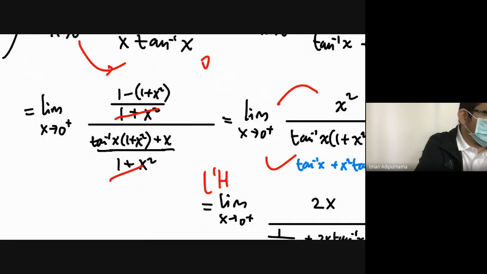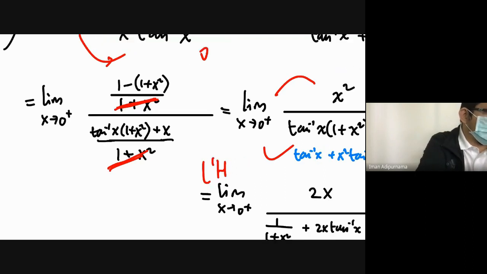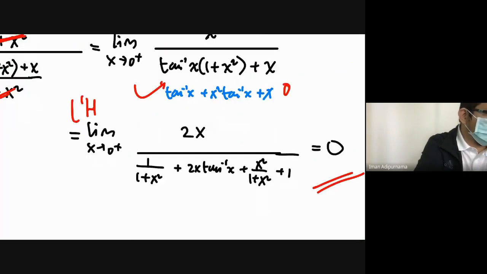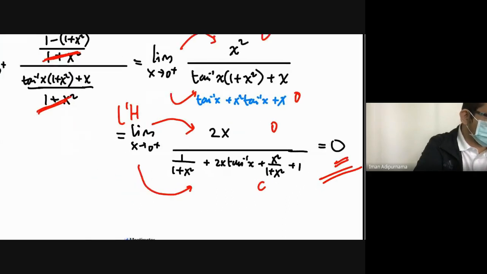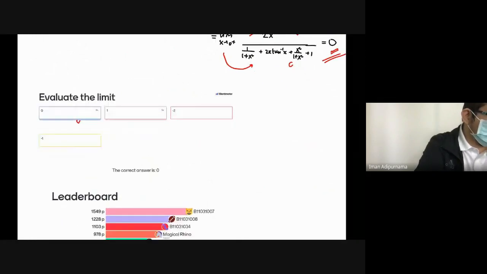and then you can see that I can cancel both of this, and then I will have the x squared tangent inverse x, 1 plus x squared, plus x. We check the limit, it's still 0 over 0. We can do L'Hopital one more time, and then check again, and then it's 0 over a constant, right? So it's 0. I think you also did a good job here. 0 is the result.